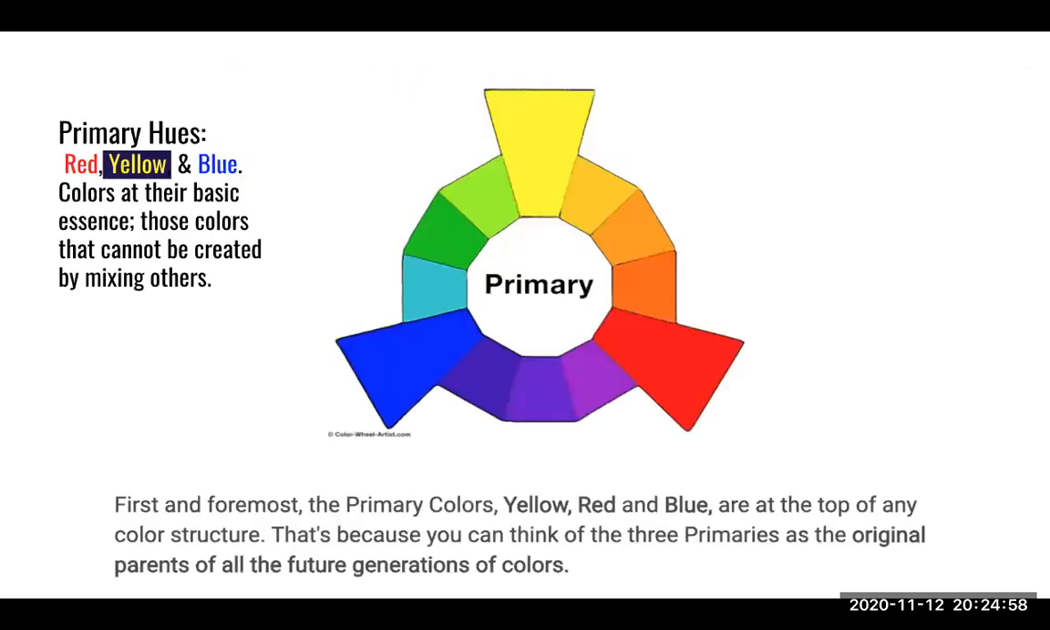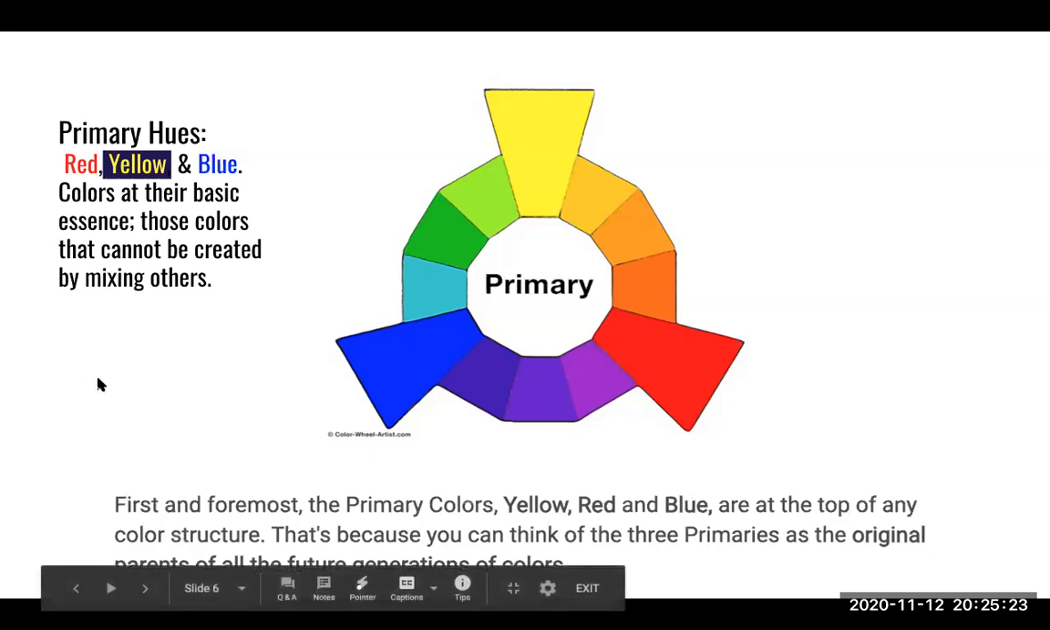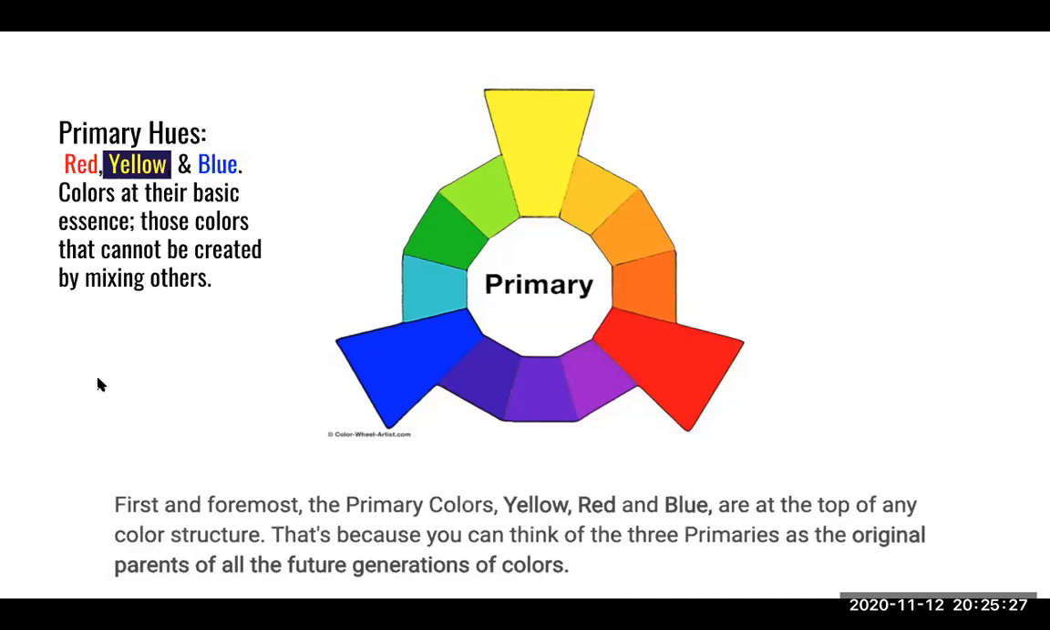So the primary hues there are red, yellow, and blue. These are the colors at their basic essence, those colors that cannot be created by mixing others. So we cannot, as painters, create the primary hues. They have to be created by the pigments and bought in stores. They're at the top of any color structure. That's because you can think of the three primaries as original parents of the future generations of colors.